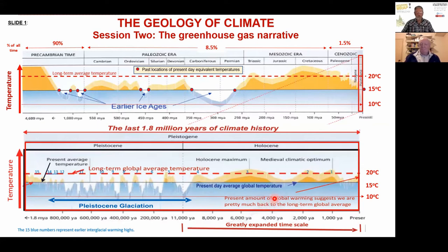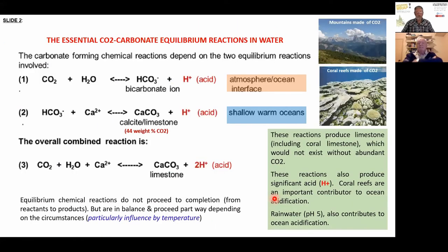Okay, what I want to do now is look at another couple of issues related to climate. Essentially, the atmospheric carbon dioxide relationship with CO2 in the air and in reactions in water. And that has a lot of relevance to things that we are concerned about in today's climate terms. The main reaction is this one that I've listed here, number one. This is in the air.